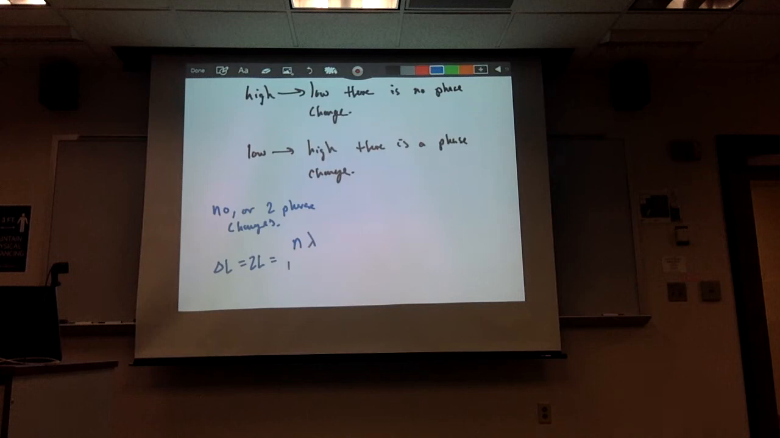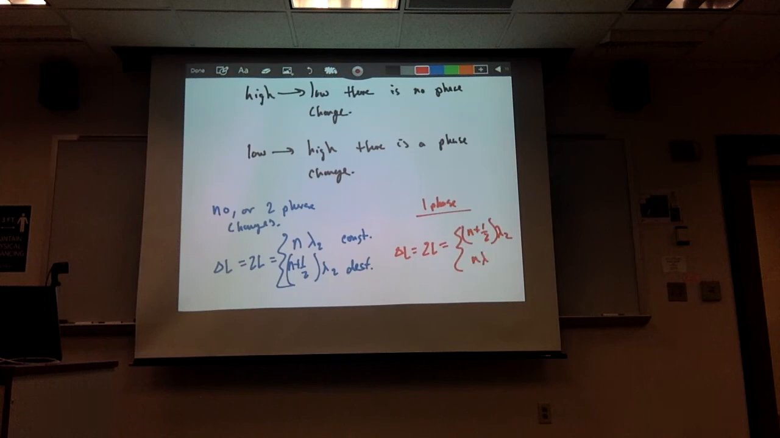Integer multiple of the wavelengths, or then a half integer multiple of the wavelength, all times that, for constructive interference and then for destructive interference. However, if we have one phase change, in this case, my path length difference, which again is going to be equal to twice the length, is then going to be equal to n plus a half times the wavelength, or n times the wavelength, for constructive versus destructive.